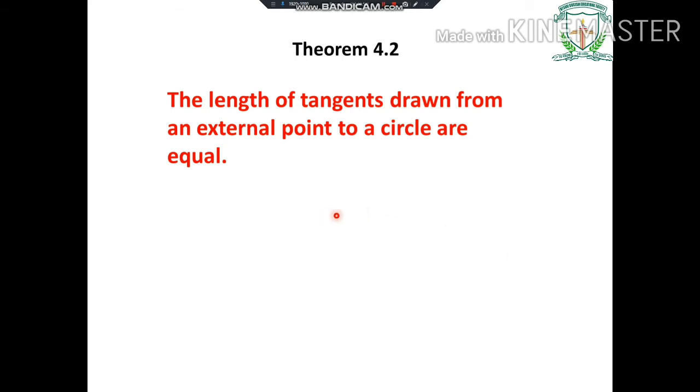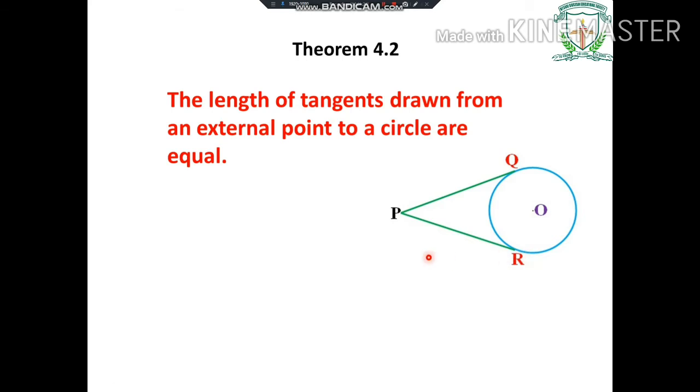Are you ready? Yes. If you are ready, name the parts of the circle. The circle is here. O is the center of the circle. And P is the external point. So P is the point outside the circle. Now from here, draw PQ and PR, two tangents.